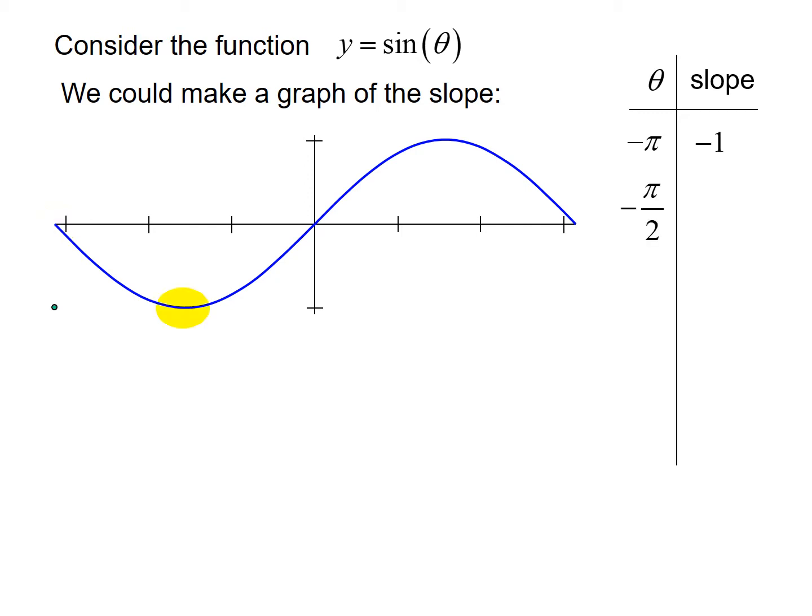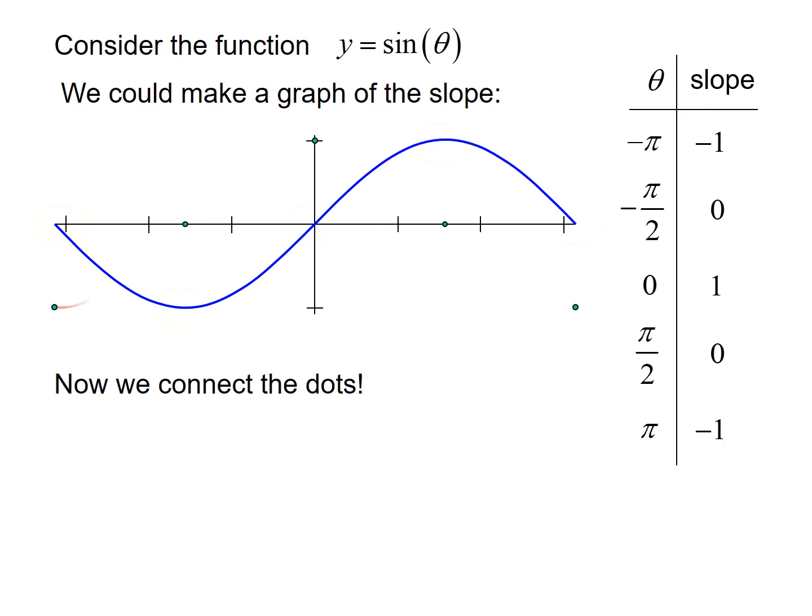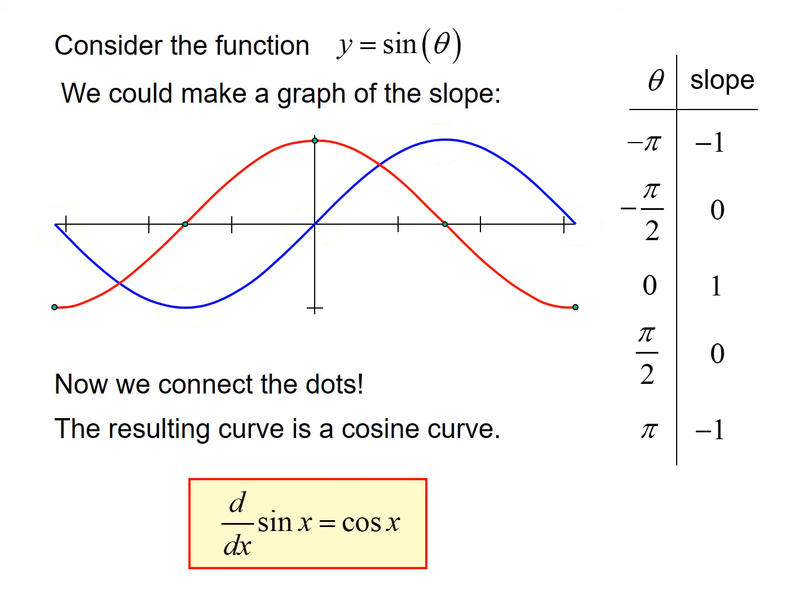At negative pi over 2, the slope is clearly 0. At 0, the slope is 1. At pi over 2, the slope is 0. And at pi, negative 1. And if we connect all these dots with a smooth curve, it appears to be the cosine curve. So the derivative of sine is cosine.